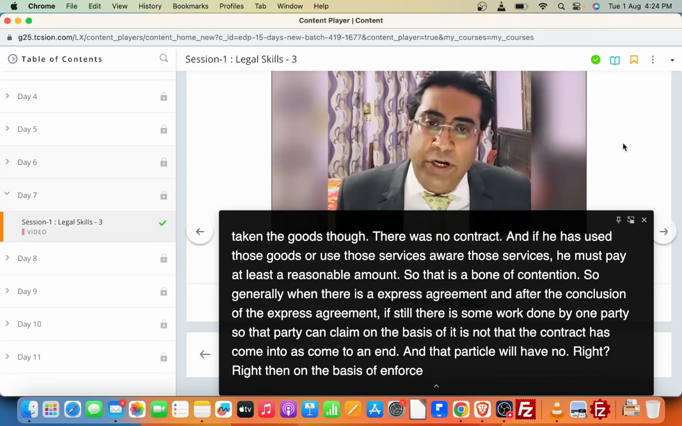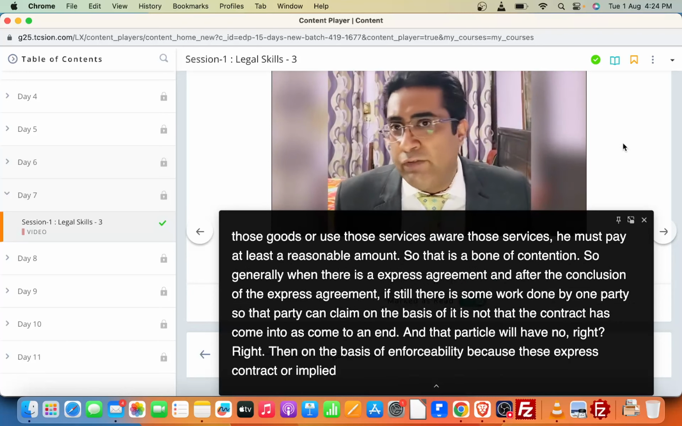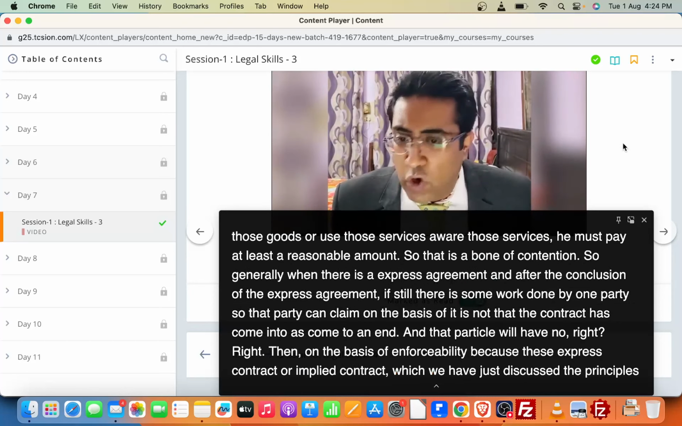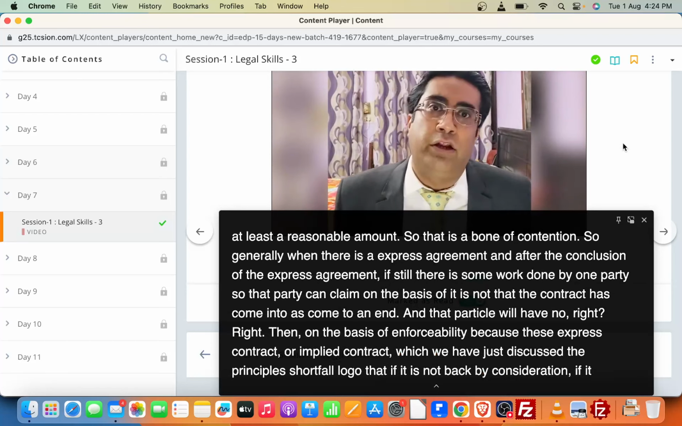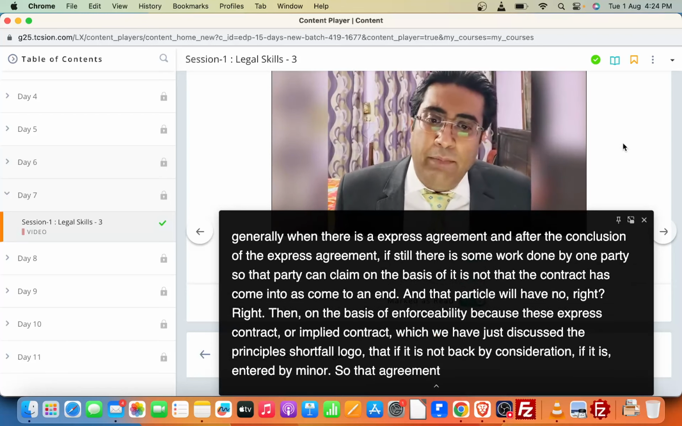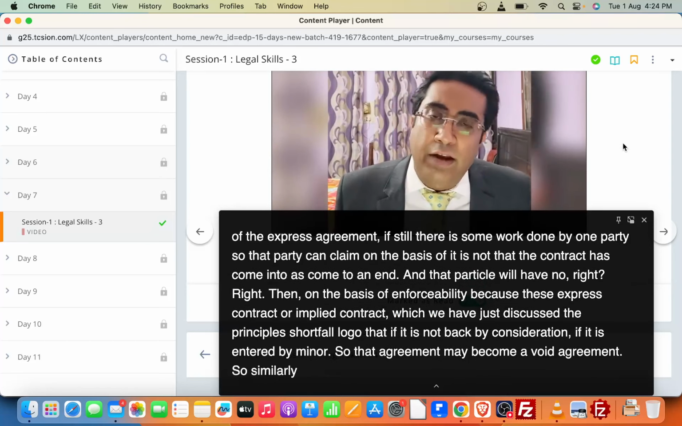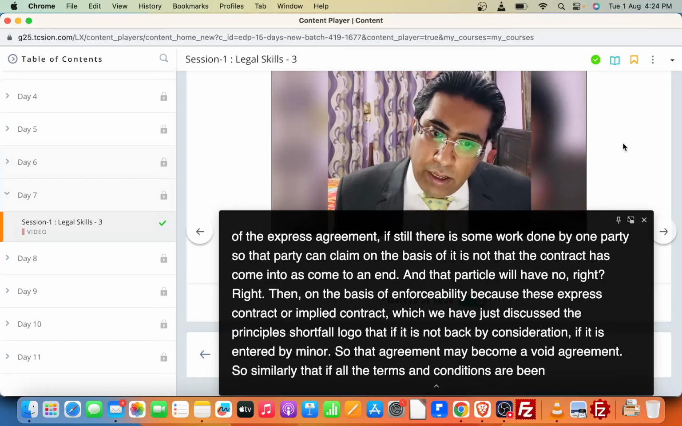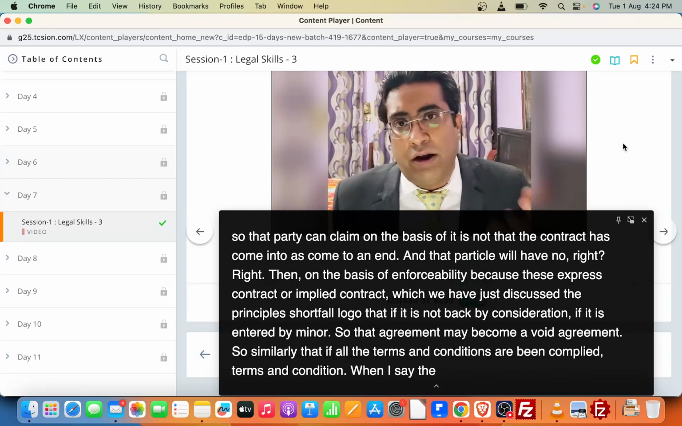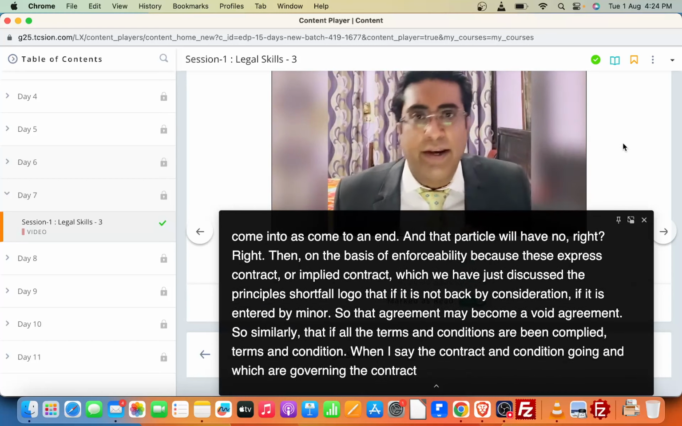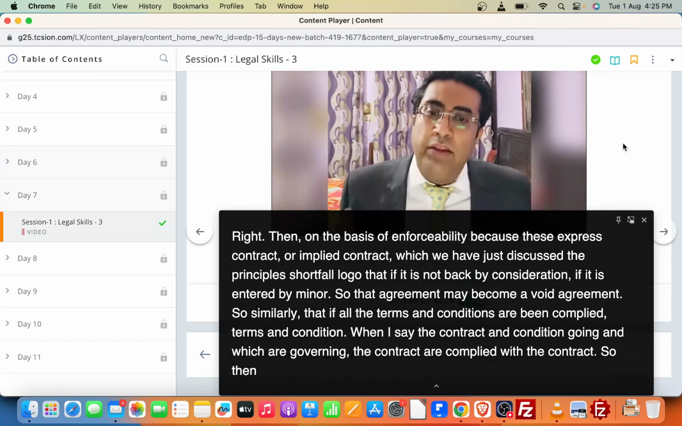Then on the basis of enforceability, because these express contracts or implied contracts, whose principles we discussed a short while ago, if not backed by consideration, or if entered into by a minor, that agreement may become a void agreement. Similarly, if all the terms and conditions governing the contract are complied with under the Contract Act, then that is a valid contract.